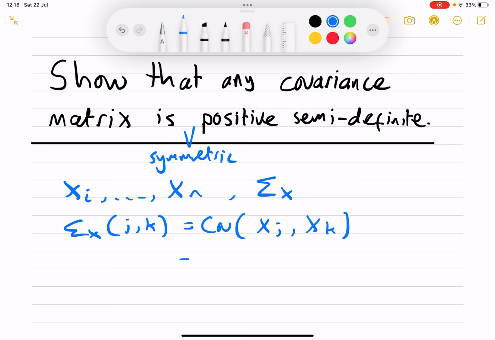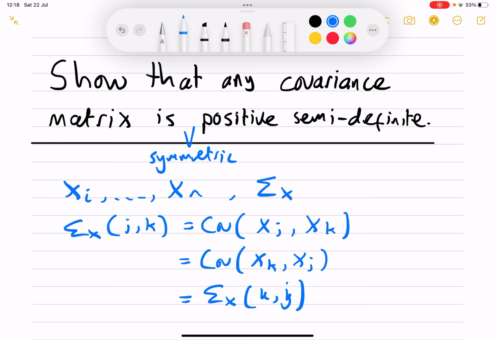And we know that the order of the covariance doesn't matter. So we can rewrite this as the covariance of xk, xj. And this is in fact the covariance matrix entry of kj.